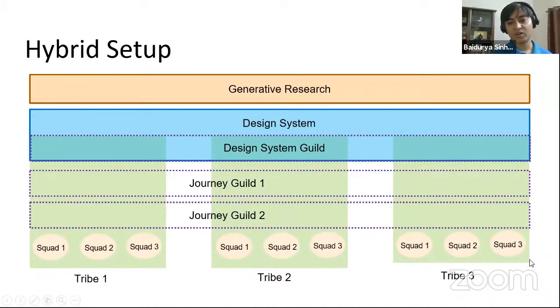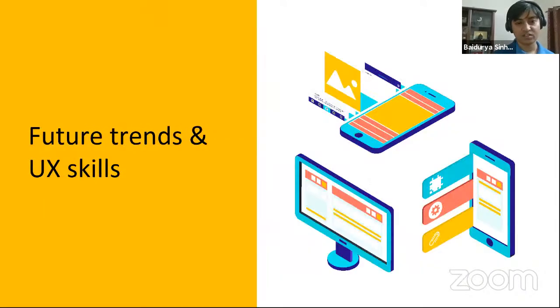So there can be multiple tribes, and we spoke about journey guilds which cut across multiple tribes, and there can be a design system guild. And the generative research is normally a shared one, right? Because it mostly looks at the trends, how the user behaviors are changing, and those kinds of aspects. So this is how large complex companies are organized, and a company similar to the size of ADP or bigger than ADP are also organized in a similar fashion.